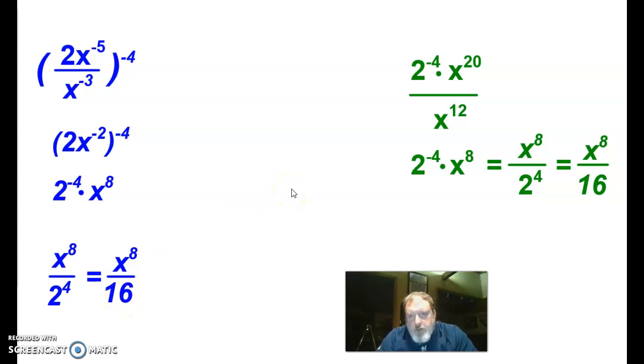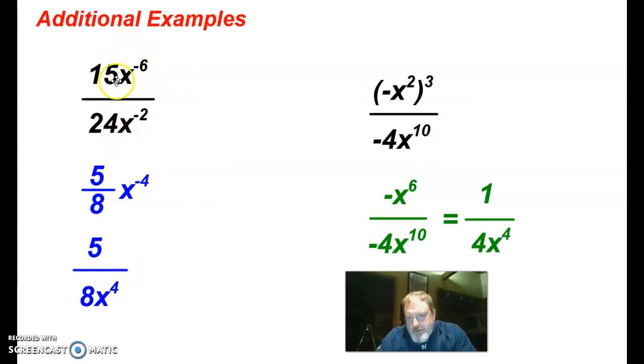You could, if you wanted to, have multiplied this out right away, and then I would have gotten 2 to the negative 4th, x to the 20th, x to the 12th. Then we could subtract here, and again move that to the bottom. So we get the same answer either way, about the same amount of work. Again, that's your preference as far as what you see fit and how you want to tackle that. All right, home stretch, last slide here.